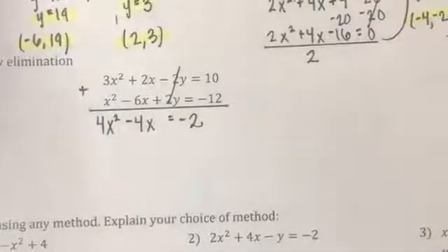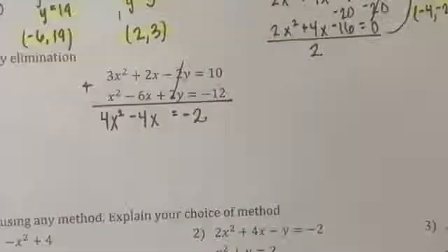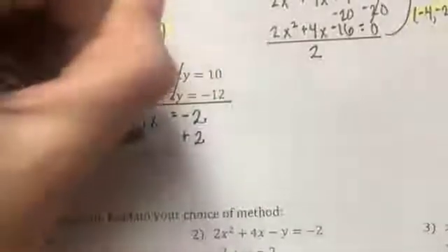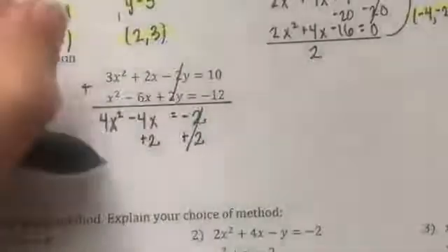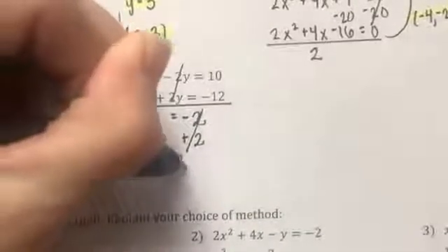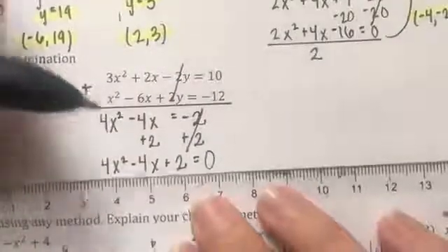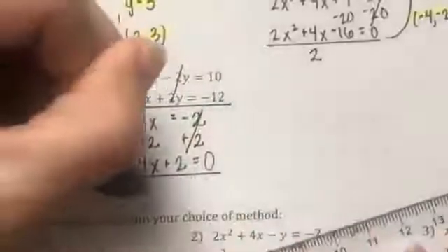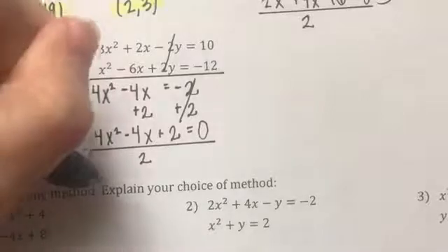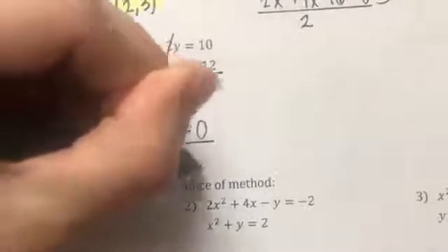And then from there, I can get this equation in standard form, so we can add the 2 over. Then I have 4x squared minus 4x plus 2 equals 0. I have a common factor. I can divide out a 2 here just to give me smaller coefficients. So 4x squared divided by 2 is 2x squared minus 2x plus 1 equals 0.